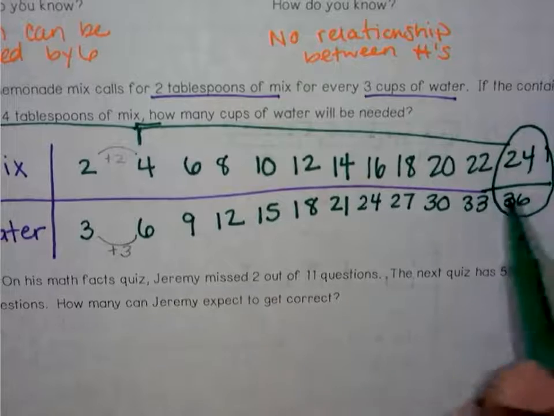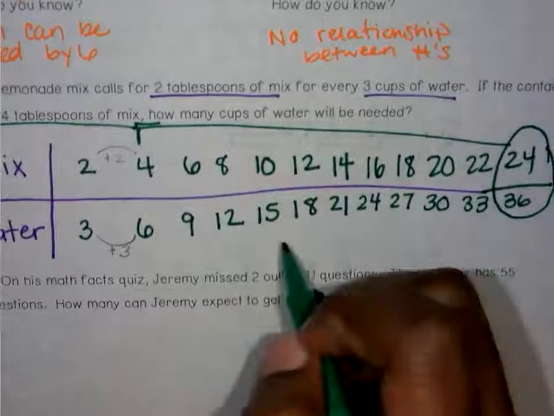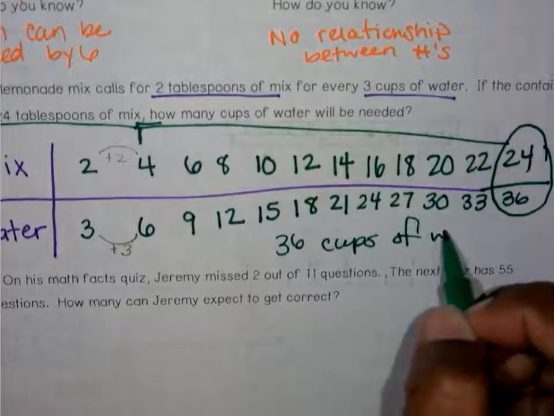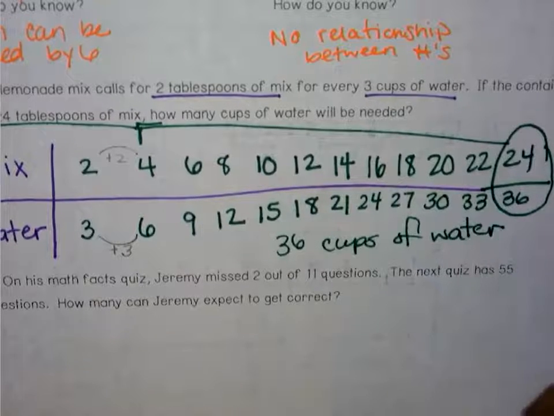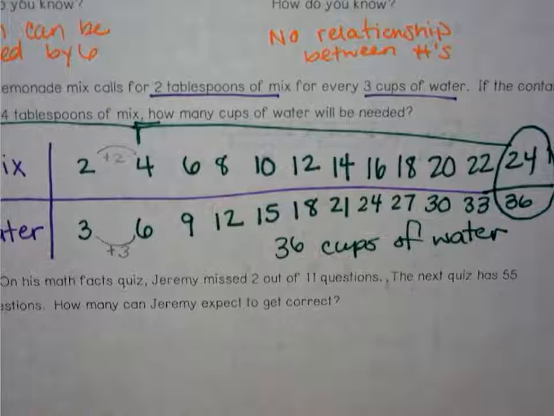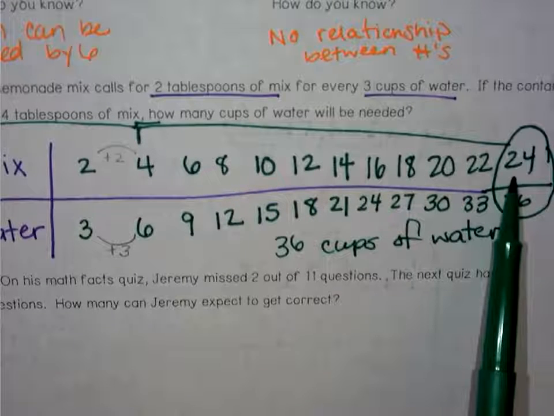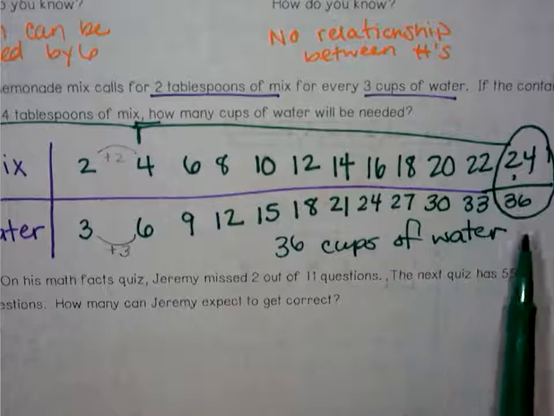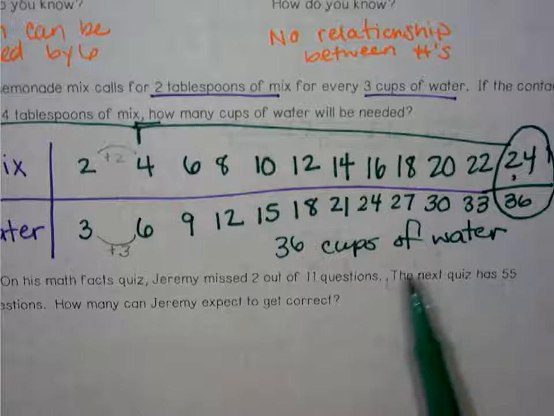So I want to know how many cups of water. You will have 36 cups of water. All right, and that's doing it with the table because we have to get up to 24 tablespoons of mix. When we have 24 tablespoons of mix, the ratio will be 36 cups of water. All right.